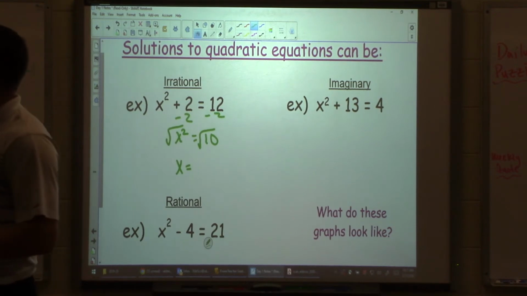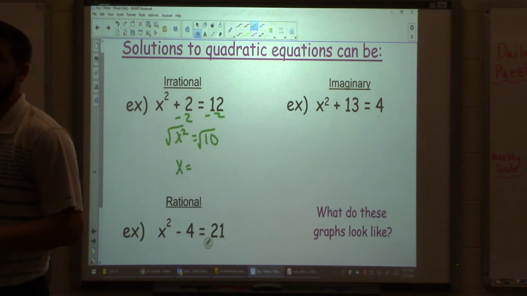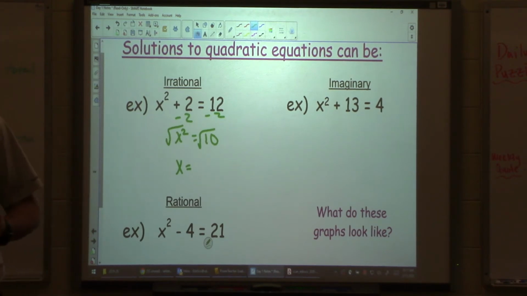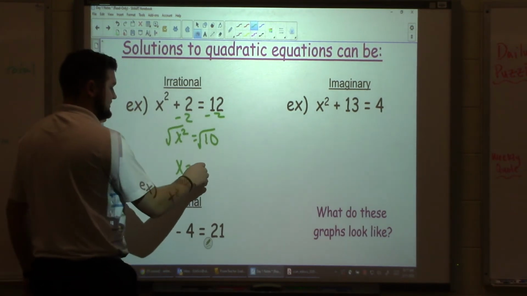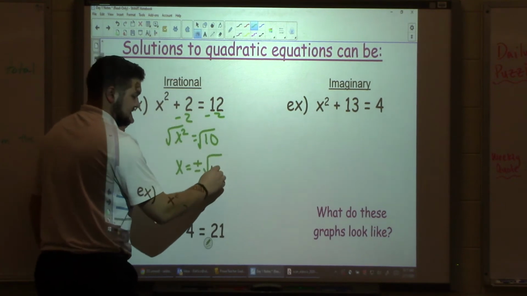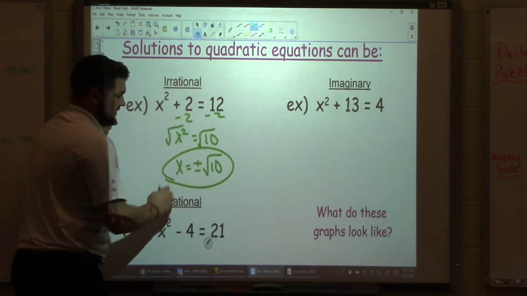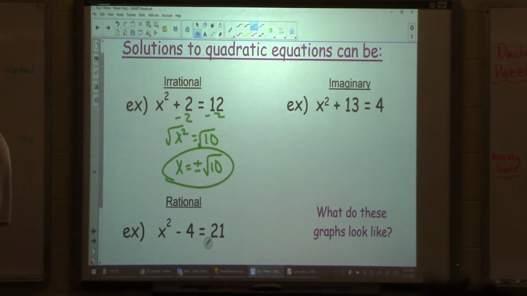1. We don't count 1, because that doesn't do anything for us. It doesn't change anything. So we're just going to leave it then as positive, negative, square root of 10. Because I want the exact form. I don't want rounded numbers. That throws everything off. We want exact.